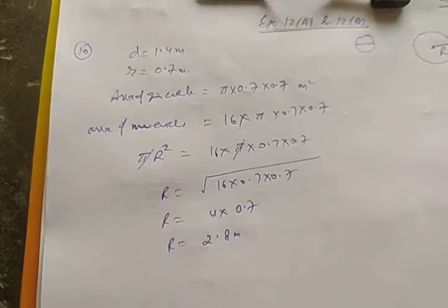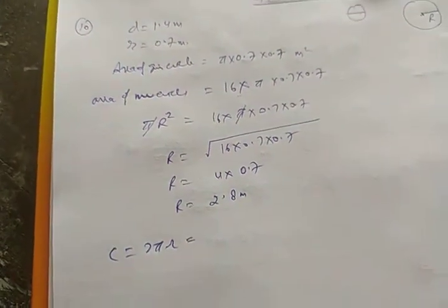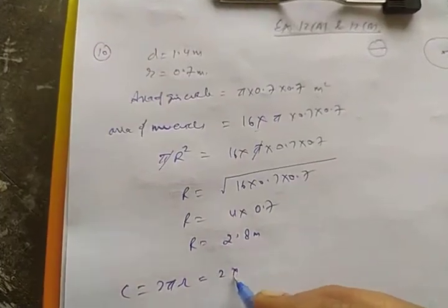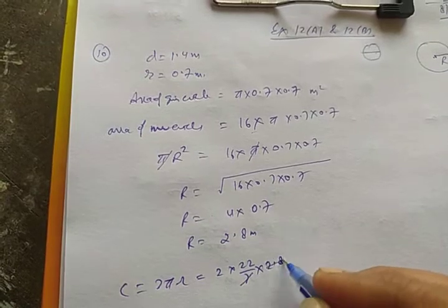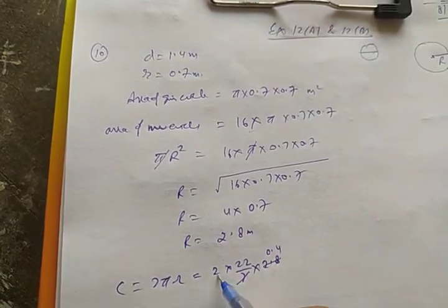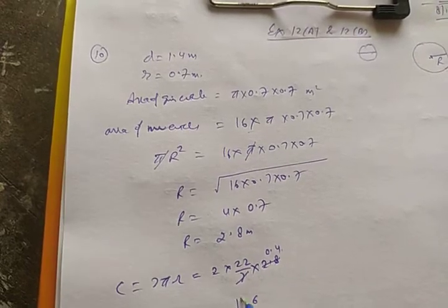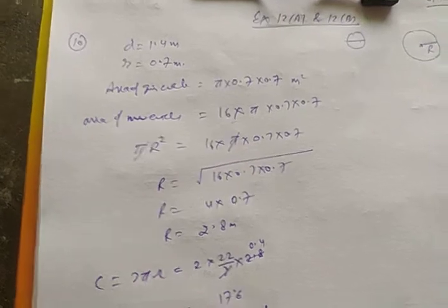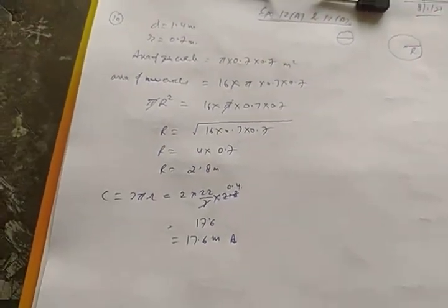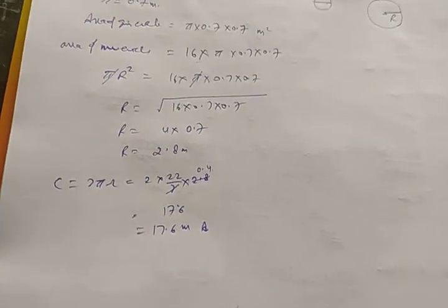Now you have to calculate the circumference. Then c is equal to 2 pi r. It means 2 into 22 by 7 into r, now you cancel it, 0.4. This will become 4 twos are 8, 8 twos are 16, 16 plus 1 is 17.6 meter. This is the answer. This way you can calculate your questions. Next I will tell you question number 15.